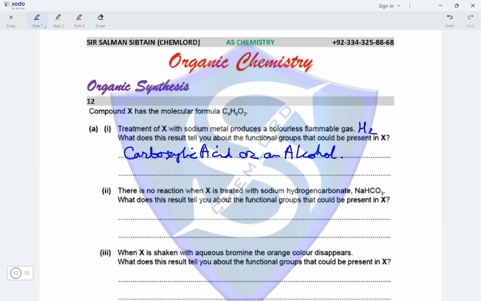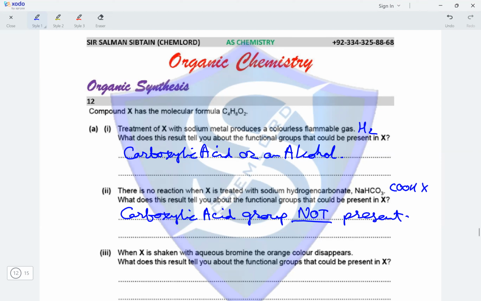There is no reaction when X is treated with sodium hydrogen carbonate. That means carboxylic group is not present. What does this result tell you about the functional group that could be present in X? So carboxylic acid group is not present, which means alcohol group is present in compound X.